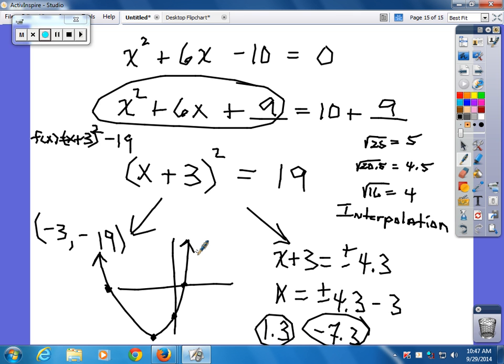You're sketching a graph. How'd you know the y-intercept is negative 10? Huh? How'd you know what the y-intercept was? Plug in 0 for x. What do you get? Gotcha. Negative 10. C is always your vertical shift or your y-intercept.